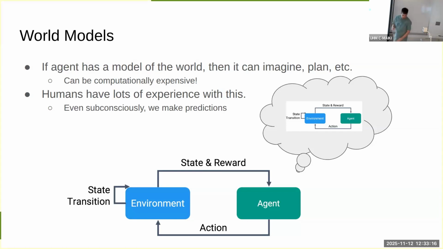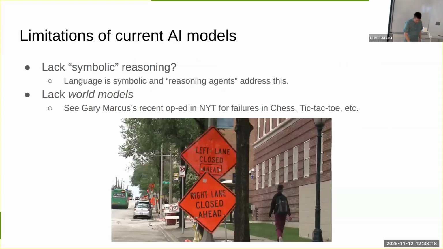So I want to go back to this image. Whenever I'm driving now and I see some weird signs, I start thinking about how a self-driving car would deal with the situation. Here's a two-lane road, with a left lane closed sign and a right lane closed sign. There's clearly a bus driving on the road. What's going on? How should a self-driving car reason about this situation?